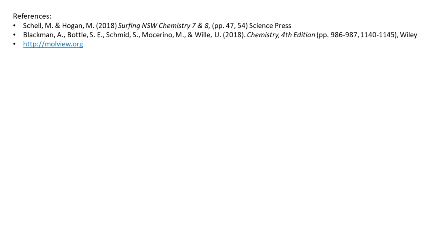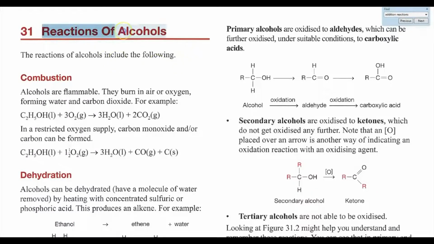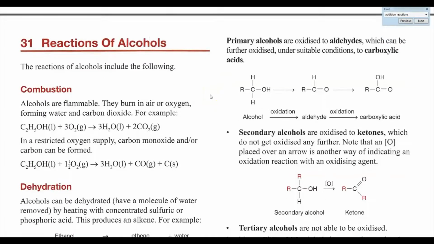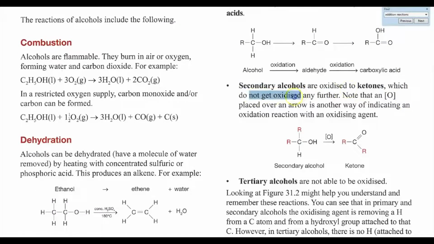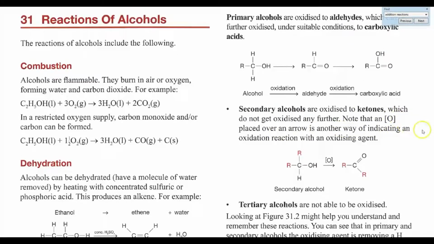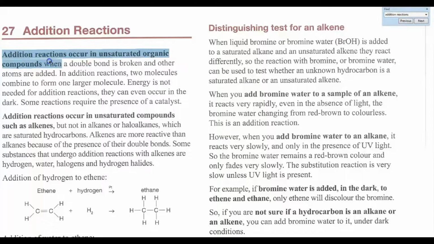For this video, the following references were used. Schell and Hogan have a nice section on the reaction of alcohols in general, showing that primary alcohols are oxidized to aldehydes and carboxylic acids, while secondary alcohols are only to ketones. The diagram here was used in this video. The section on addition reactions states that only unsaturated molecules like alkenes undergo these types of reactions, but not alkanes.